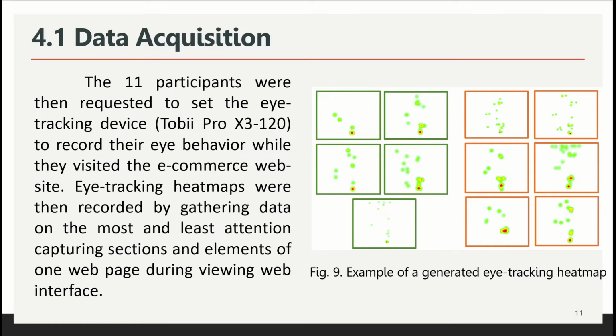Data acquisition. The 11 participants were then requested to set up the eye tracking device to record their eye behavior while they visited the e-commerce website. Eye tracking heat maps were then recorded by gathering data on the most and the least attention, capturing sections and elements of one web page while viewing the web interface.